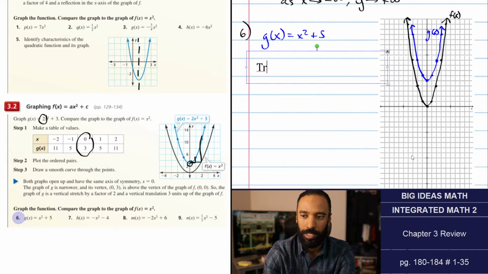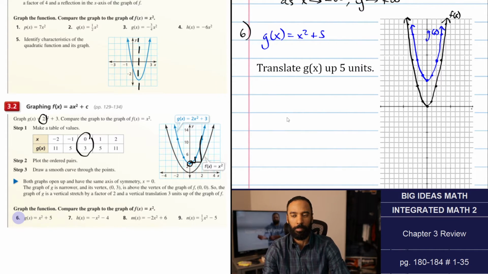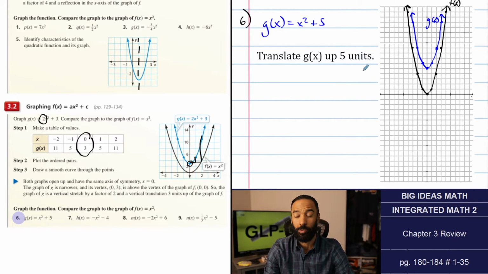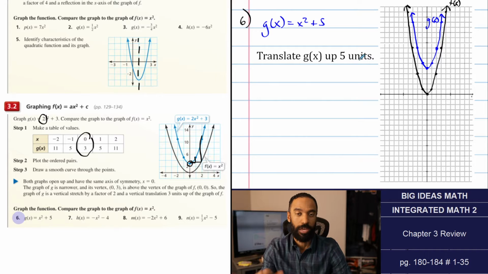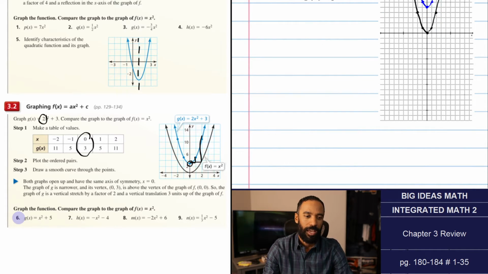Translate g of x up 5 units. That's from f of x. That's the only transformation that's applied when it comes in comparison to f of x. And I'm probably understating it, but everything else would be the same without the vertex change, right? All right, that's number 6. Let's jump to number 7.